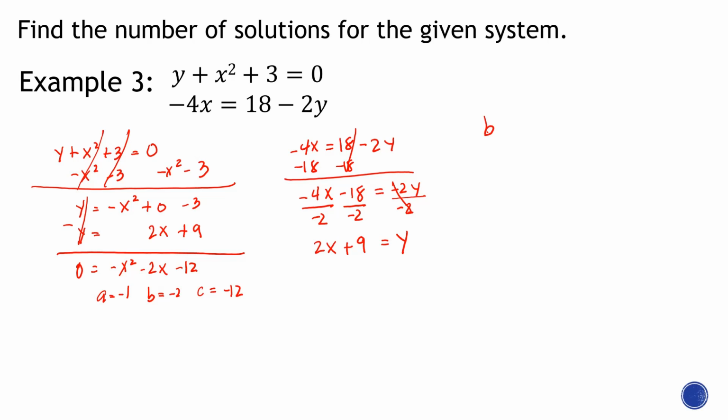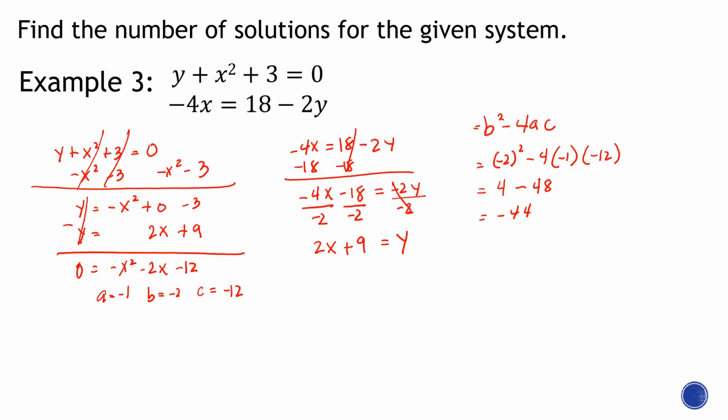Now let's use the discriminant formula to find the number of solutions of this system. b squared, that's negative 2 squared, minus 4 times a, which is negative 1, c is negative 12. This is 4. There are 3 minus signs there, so I will put a minus sign. And this is 48. 4 times 1 is 4, times 12 is 48. And then 4 minus 48 is equal to negative 44.